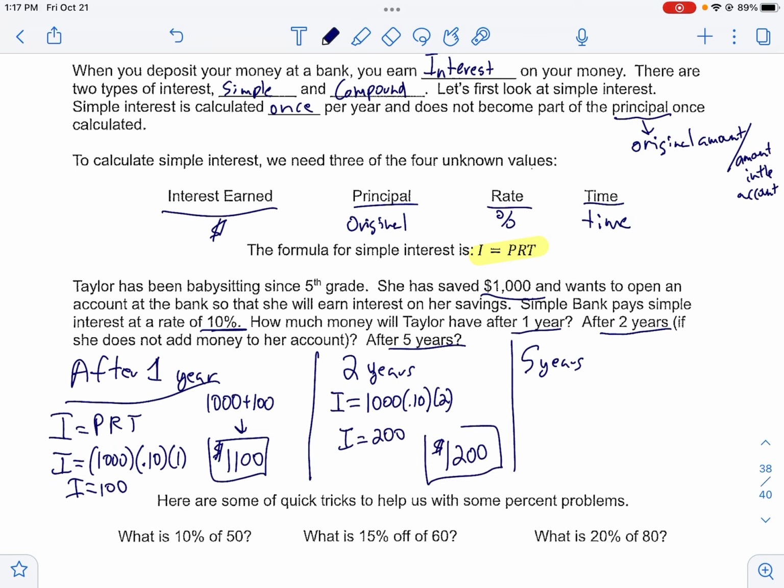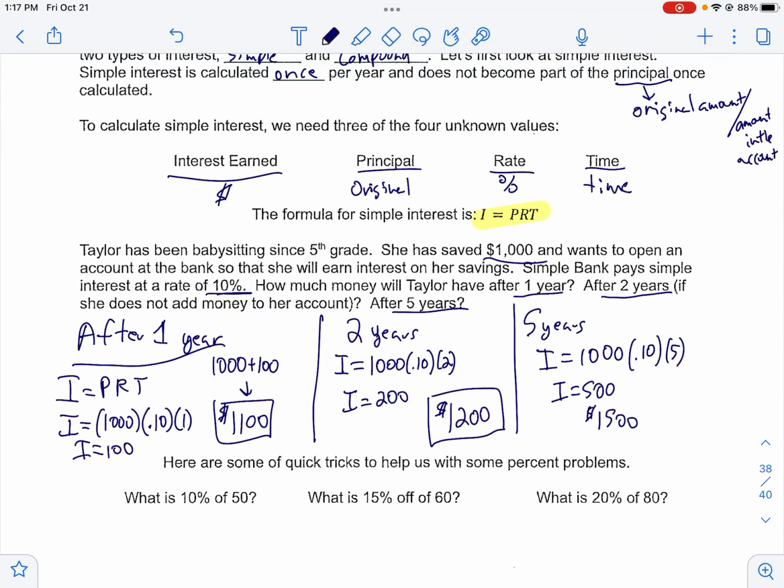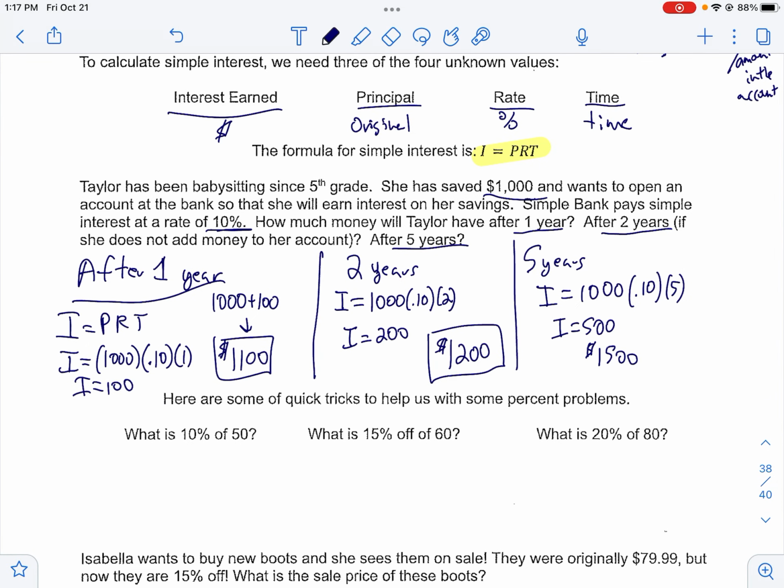Okay, so hopefully you figured out after 2 years she would earn $200 for a total of $1,200. And after 5 years, she would have earned $500 for a total of $1,500. All right, so that's just kind of the basics, and simple interest is basic. You might notice that she's earning the same amount every year, and it's not really changing beyond that. When we come back next week, we'll start to talk about another type of interest that's a little more complicated, and look forward to exploring that.